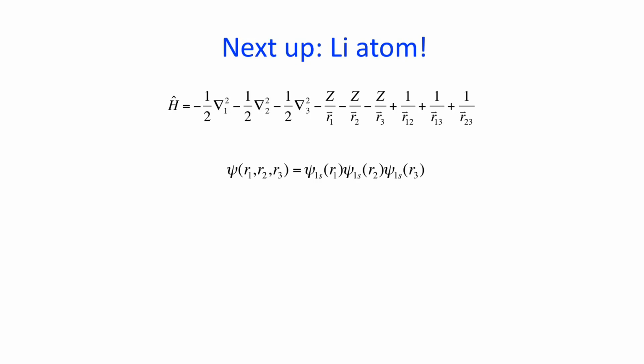Hi there. Next up in our journey through our periodic table is the lithium atom. So we just finished our discussion of hydrogen and helium, and now we're adding one more electron to the mix to get to the lithium atom. Okay, so here is our Hamiltonian for our lithium atom.